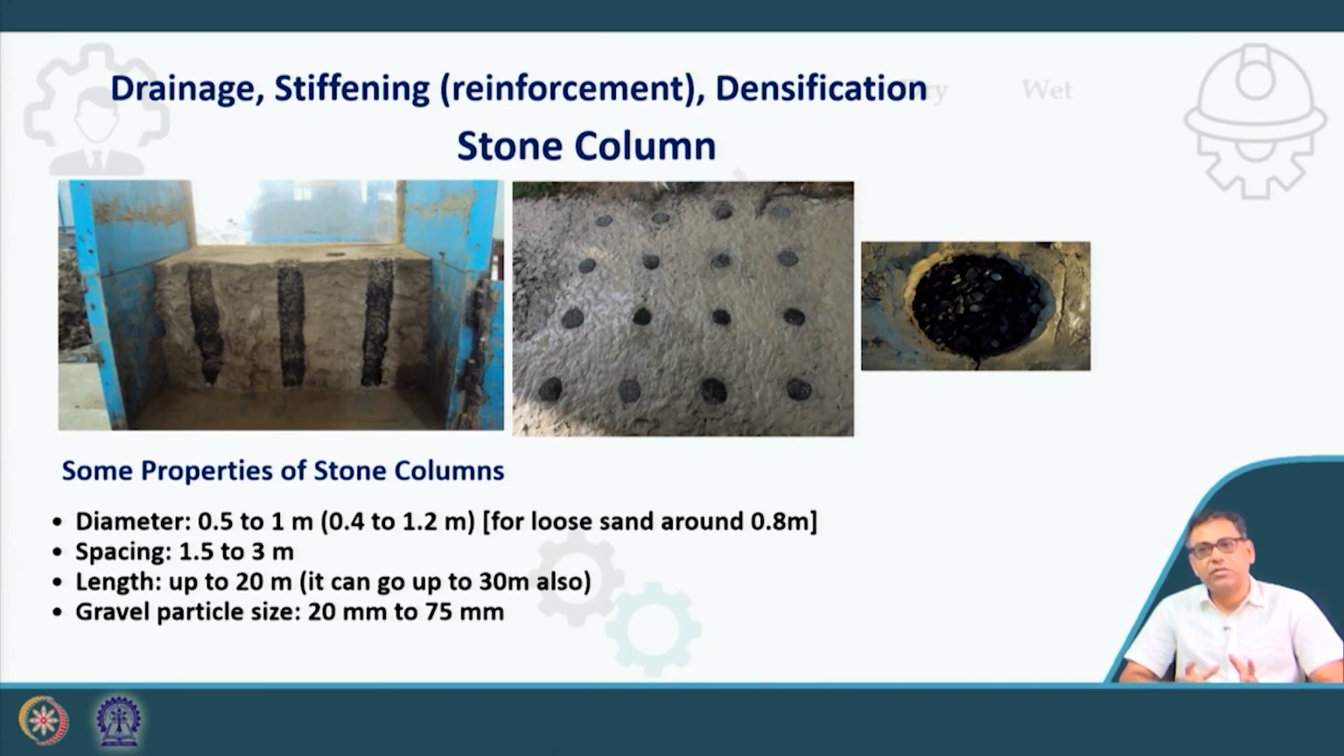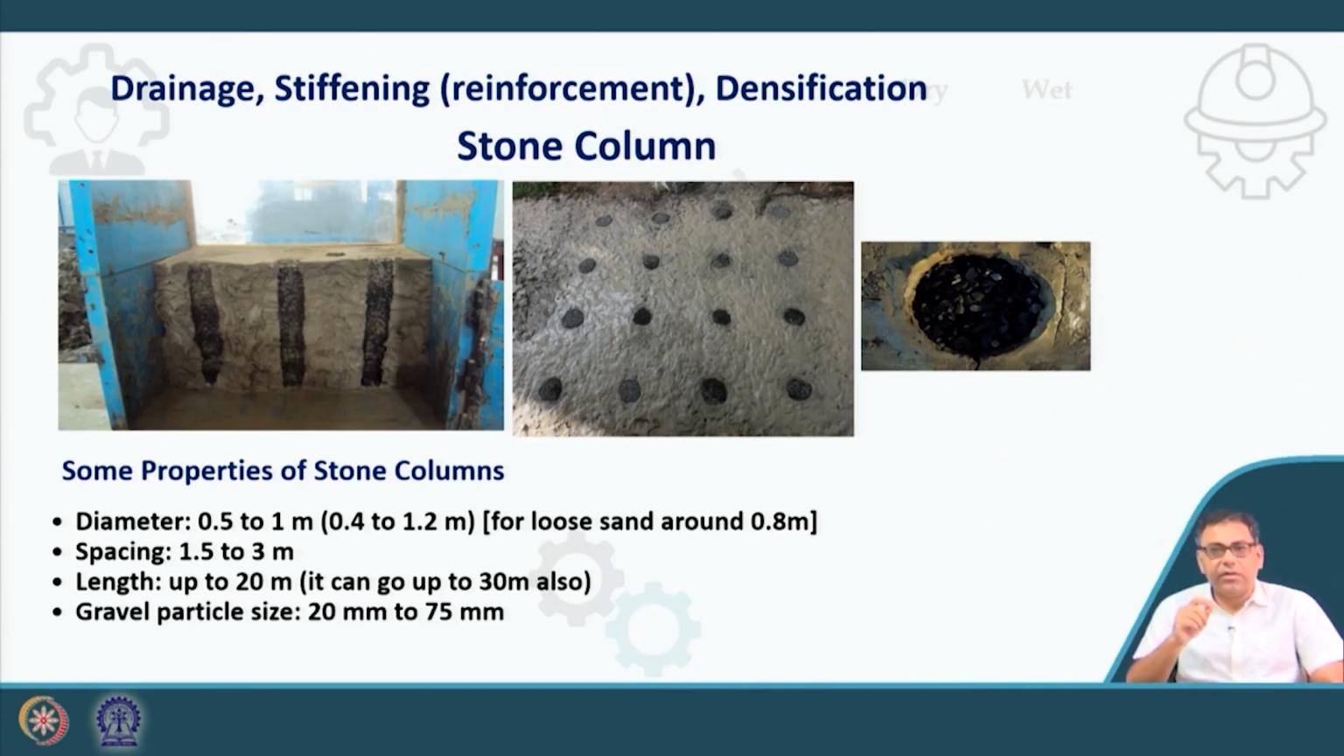Mainly we can use the stone column or we can use the PVD for this drainage. So, what is the mechanism of drainage? In the soil we provide the drainage path, so that when excess water pressure is generated, it will get a travel path to dissipate from the site, so that the possibility of liquefaction can be reduced. Okay. So, that is the function of drainage. When we talk about the drainage technique, the stone column is most commonly used.